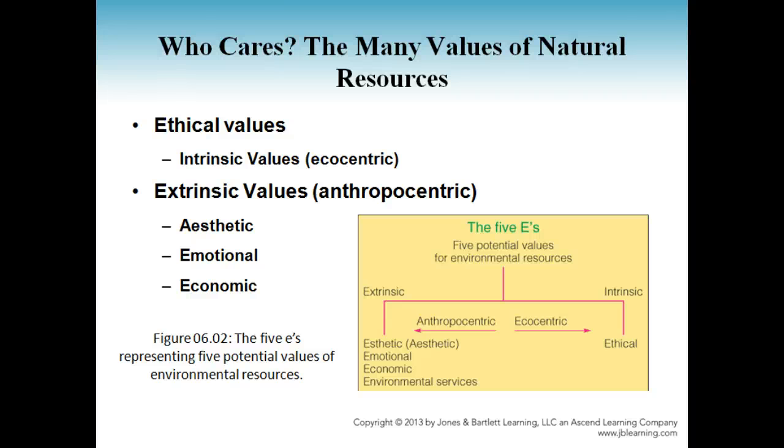The other values are so-called extrinsic values. These extrinsic values are anthropocentric, meaning they focus on the human value system. These include aesthetics, emotional, such as sense of place or beyond the sensory, economic, and environmental service.